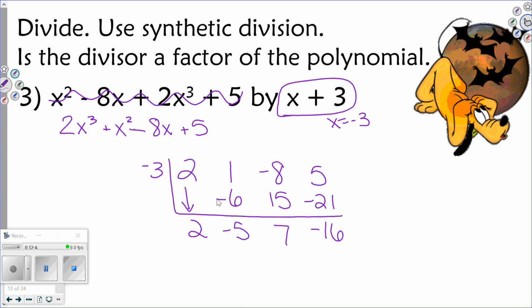So this is an x cubed, so this one's going to be an x squared. And this is an x. Make sure you put the plus sign back in between there, because you don't typically write the plus when it's a positive number. And then this number must be my remainder. So to answer the question, is x plus 3 a factor of that? No, not a factor, because there's a remainder.